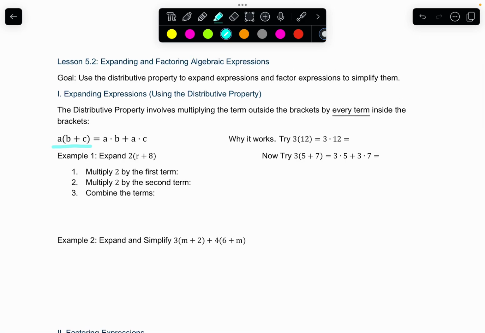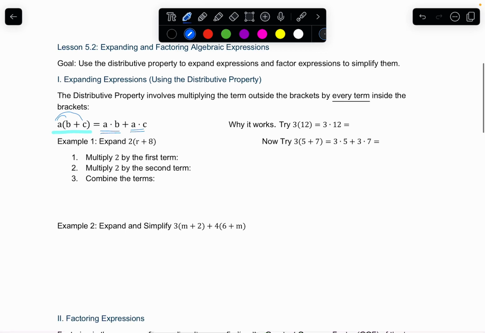And when we are applying our distributive property, it just means this. It means to multiply this A with the B. And when we do that, we get A times B. And then add A multiplied by C. Okay, so we get A times B plus A times C. And that's how we deal with multiplying terms in brackets by a term outside the brackets.